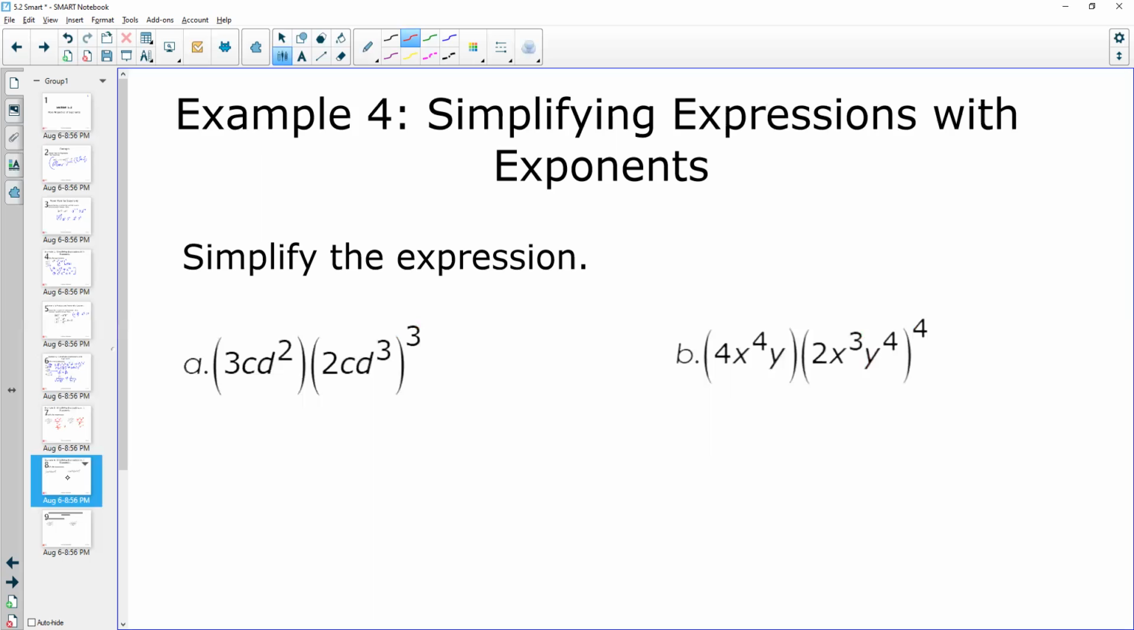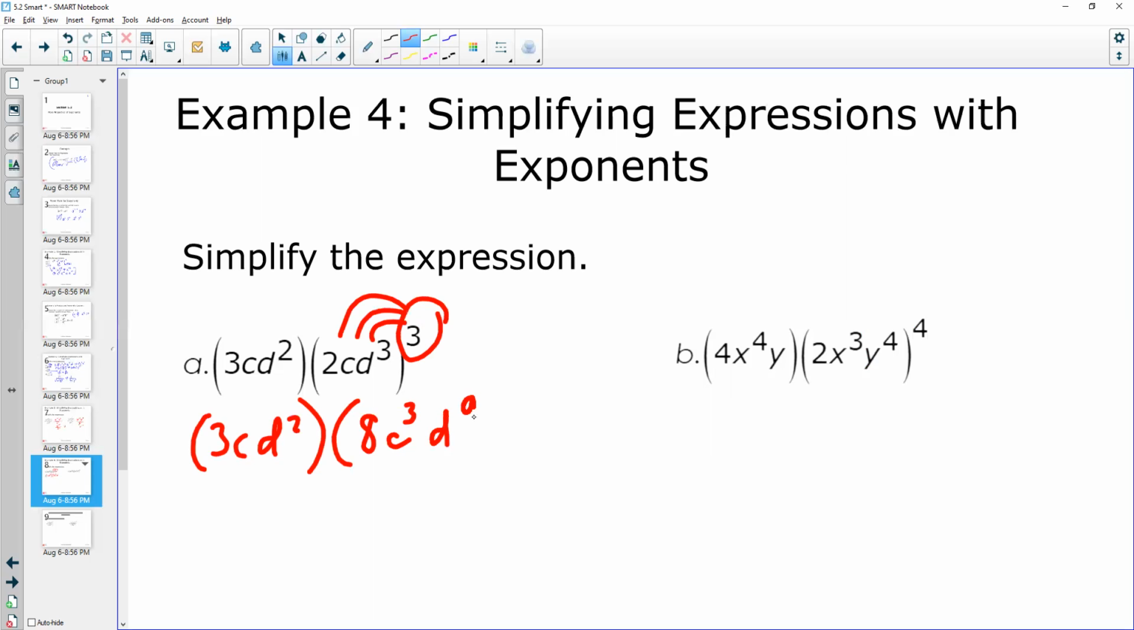before you do anything, remember order of operations says exponents first. So this 3 has to get distributed here first. And then we can multiply. So I have 3cd squared. And then I'm going to have 2 to the third is 8. C to the third is just c cubed. And d to the third is d to the 9th.